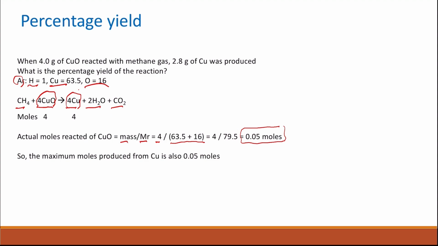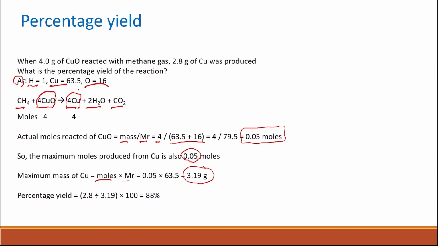And if 4 moles of copper oxide gives you 4 moles of copper, that means the maximum expected number of moles of copper to be produced is 0.05 moles. Now to find the maximum mass of copper that can be produced from this reaction, we multiply the moles by the formula mass. So 0.05 times 63.5 will give you 3.19 grams. So the maximum product that is expected from this reaction is 3.19 grams.